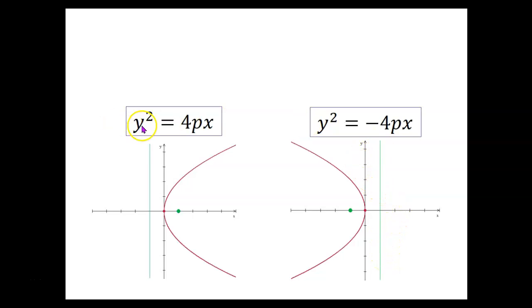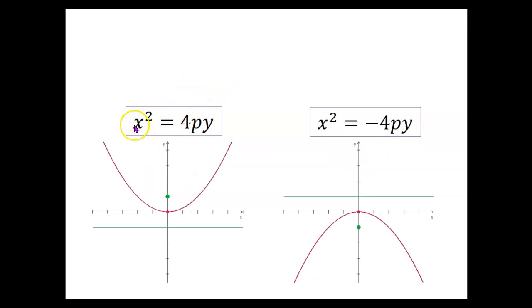And if we interchange the roles of x and y, like x squared equals 4py, then we get a parabola that opens upward. The vertex is still at 0, 0. The focus is still on the inside of the parabola in the direction it's opening, but now that is up. So if we started at the vertex and went up p units, that would be the focus. And if we went down p units, that's where the directrix is. And if we have a negative, then the parabola opens downward instead of upward. So x squared equals negative 4py opens downward like this. And again, the focus is on the inside of the parabola, p units away from the vertex.